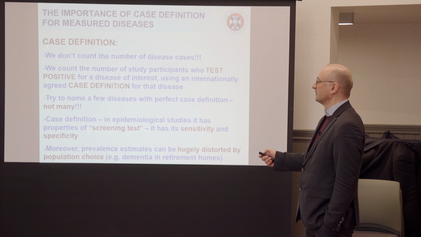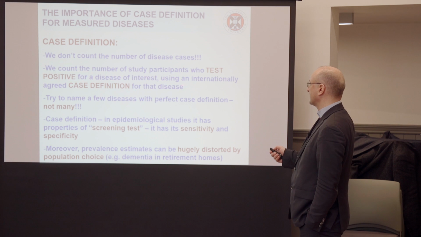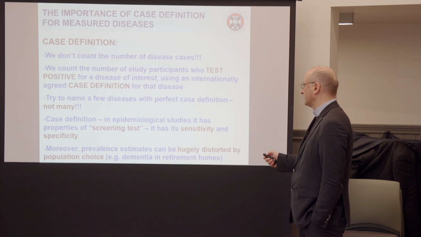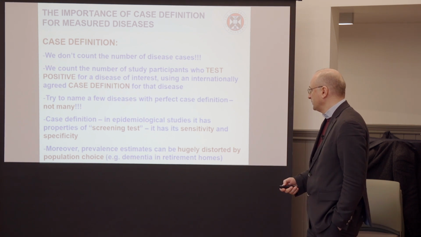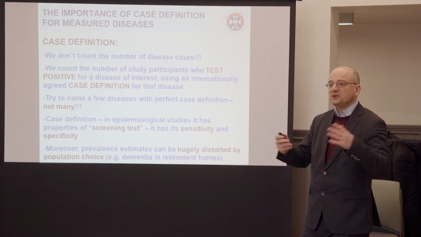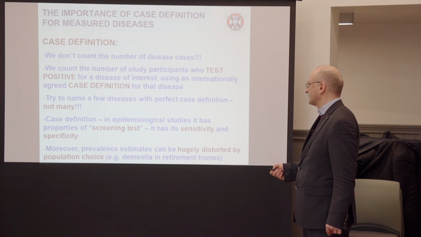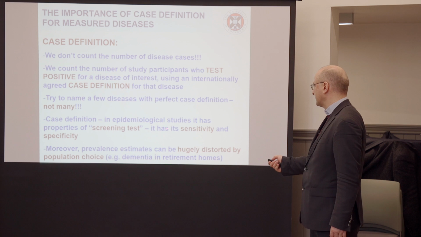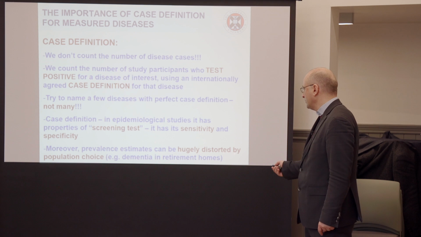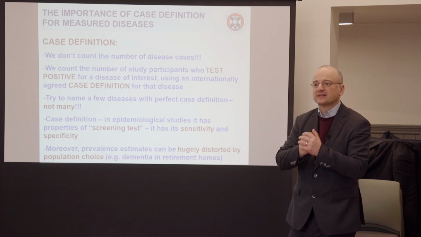So, when we go to case definition, we don't count the number of disease cases. We count the number of study participants who test positive for a disease of interest using an internationally agreed case definition. If you try to name a few diseases which have a perfect case definition, you're going to realize that you don't have many of these diseases at all. Case definition in epidemiological studies has the property of a screening test. It has sensitivity and specificity, and the prevalence estimates can be hugely distorted by your population choice. This is yet another problem with prevalence studies.